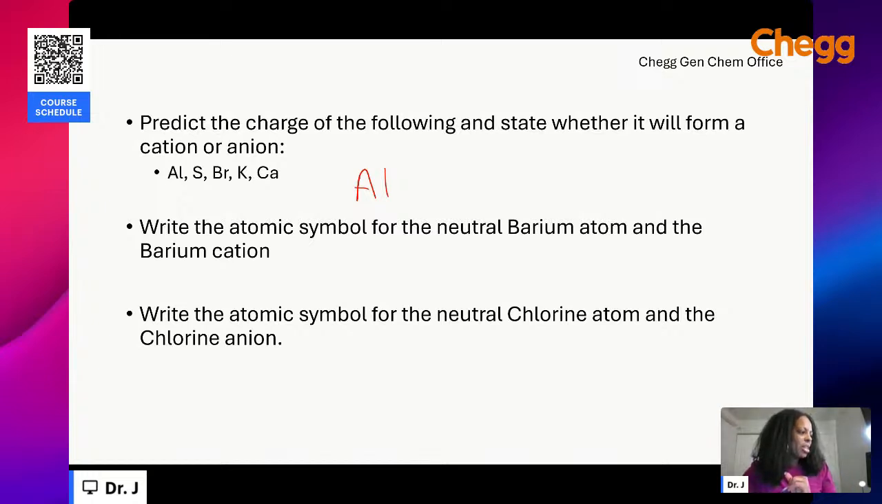Okay, I see some questions about scientific notation. I will definitely handle some of that. I see someone shouting out the halogens.